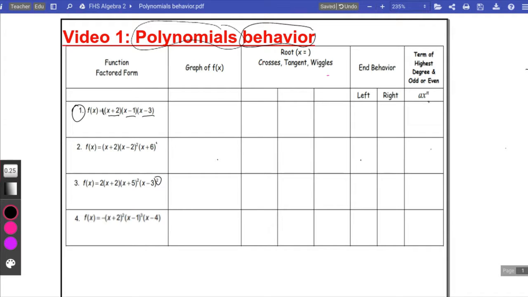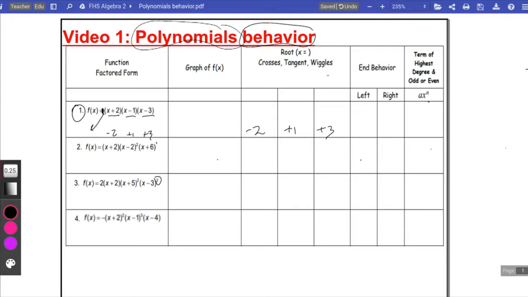So we talked about how to identify the roots. The first one would be -2. You read it right here, -2, just the opposite. The second one, since it's -1, you're going to write +1. The third one, since it's -3, you're going to write +3. So just the opposite. No big deal. So it seems like you already have identified the three x-intercepts.